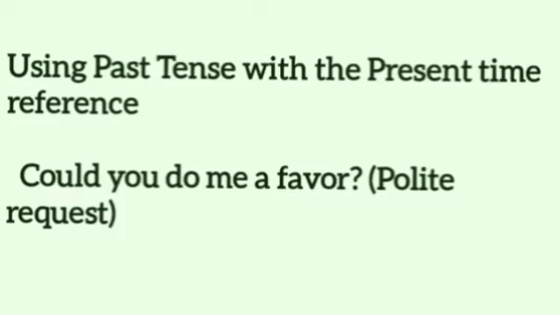We are familiar with how we use the present tense to talk about present time events. We can use the present tense to talk about future events also. Let us see how we use the past tense with present time reference. Look at the examples. Could you do me a favor? Now this is a request and we use the past tense of the verb will.